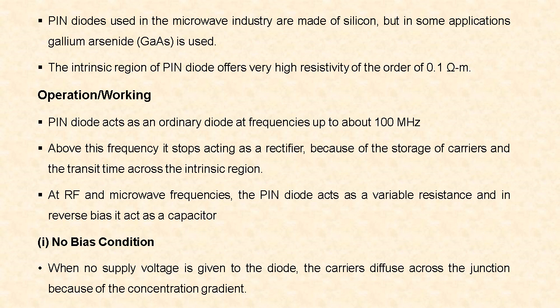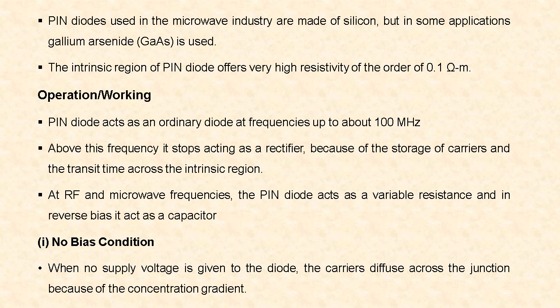Now let us see the working of PIN diode. PIN diode acts as an ordinary diode at frequencies up to 100 MHz. Above this frequency, it ceases acting as a rectifier because of the storage of carriers and the transit time across the intrinsic region. At radio frequency and microwave frequencies, this PIN diode acts as a variable resistance, and in the reverse bias, it acts as a capacitor.